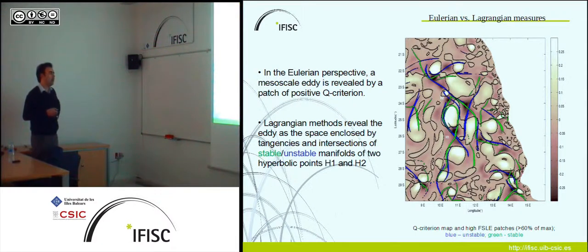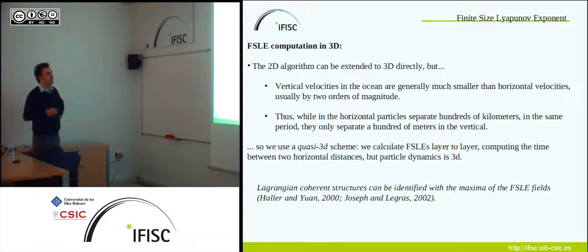So in the Eulerian and Lagrangian methods, we reveal the same identity, the same coherent structure, but the difference is that we see it differently. In the Eulerian perspective, we see it as a patch of whichever Eulerian measure you're using, but in the Lagrangian perspective, we see it as the space enclosed by these high finite-size Lyapunov exponent lines.